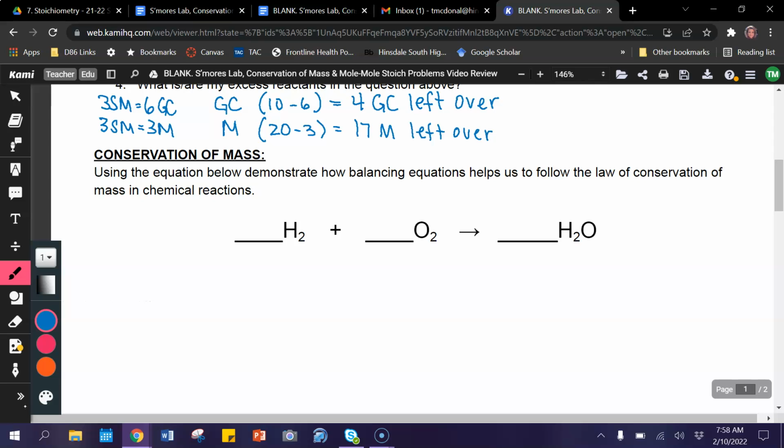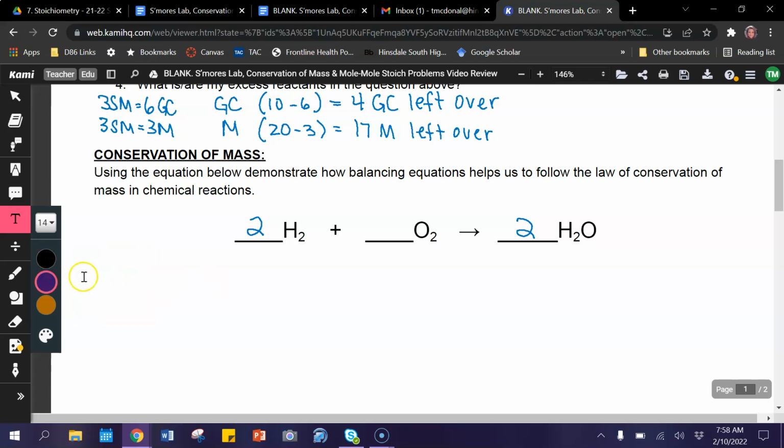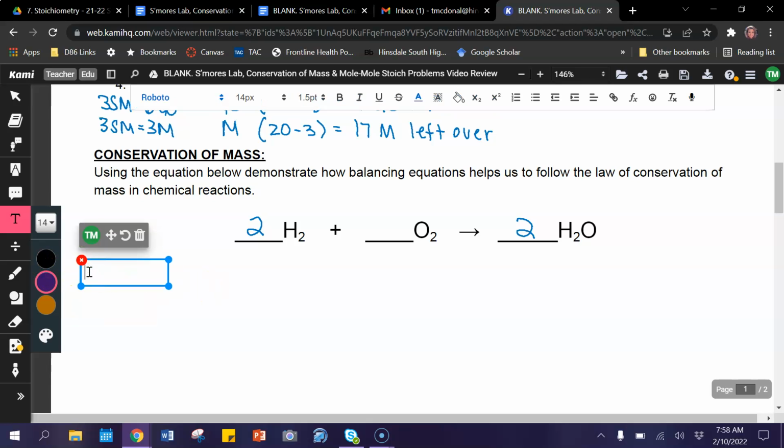Using the equation below, demonstrate how balancing equations helps us to follow the law of conservation of mass in chemical reactions. Well, the first thing that you need to do in any chemical reaction that you're going to start with is you need to balance the equation. And so I'm going to put a coefficient of 2 in front of hydrogen and a coefficient of 2 in front of water. And now I have equal amounts of hydrogen and water on each side. And so let's just take a quick review of what the law of conservation of mass actually says.